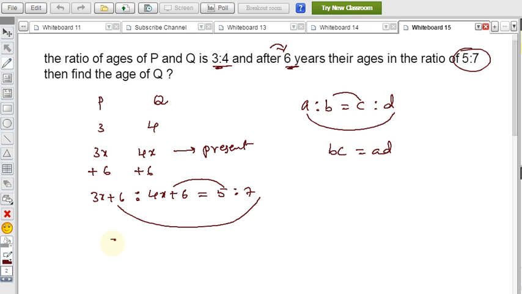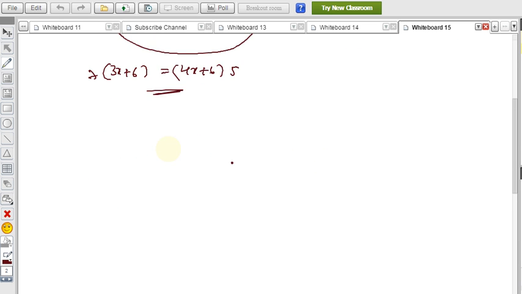So 3x plus 6 into 7 is equal to 4x plus 6 into 5. If you solve this, you directly get the x value. 4x is the present age of Q, so 4 into that x value is the age of Q. You can try this. Let me explain one more similar sum.